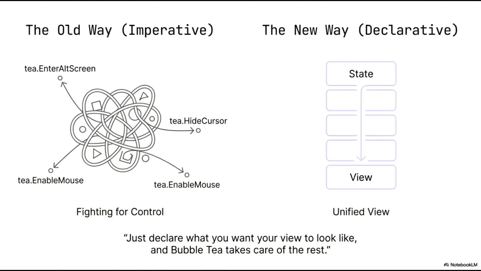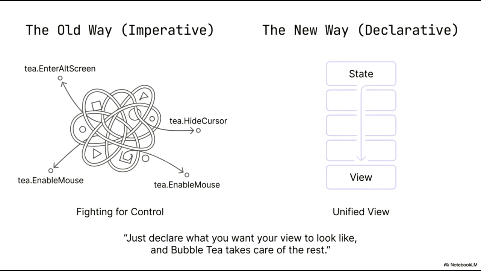In terminal user interface development, we are moving from an imperative model to a declarative one. Traditionally, building TUIs required an imperative approach, which often felt like fighting for control. You were responsible for manually orchestrating individual commands, entering the alternate screen, hiding the cursor, or enabling mouse support. As applications grew, these manual calls became a tangled web of instructions that were difficult to manage and debug.